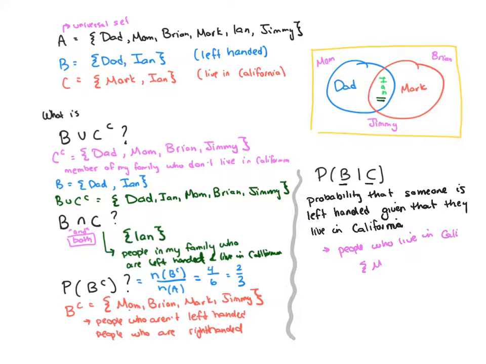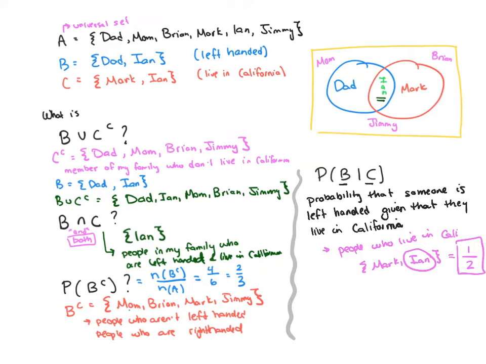So I'm only looking at Mark and Ian here because those are my 2 family members who live in California. And then I'm saying out of those 2 people, how many of them are left-handed, right? And only Ian is left-handed. So I can get that 1 out of 2. So the probability of B given C is 1 out of 2. So that's sort of the way we can think about it from the definition.